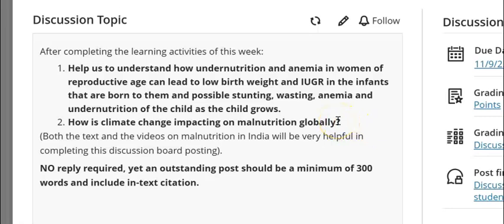So you're looking at undernutrition and anemia in pregnant women, how that can lead to low birth weight and IUGR in the infants that are born to them, along with, as those infants grow, stunting, wasting, anemia, and undernutrition of that child. And how is climate change impacting malnutrition globally? You can share, maybe not an in-depth global report, but at least cite the source from India as far as that one video.